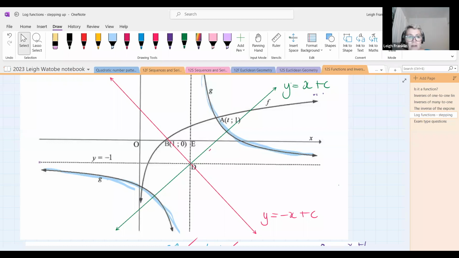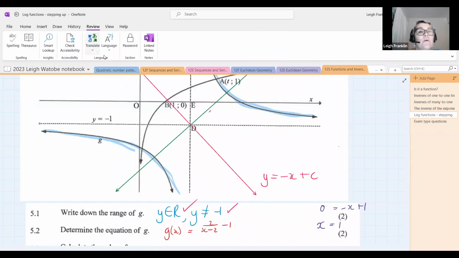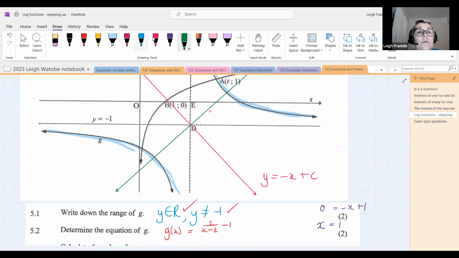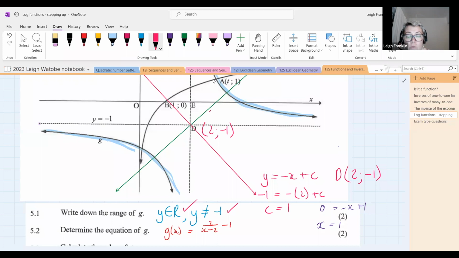We can use the fact that the coordinates at D, which are (2; -1), to assist us. If you learn this, all you have to do is sub in the coordinates at D in order to work out what c is. So our y is -1, our x is 2, so c is going to be equal to 1. That means that our axis of symmetry with a negative gradient takes the form y equals minus x plus 1.